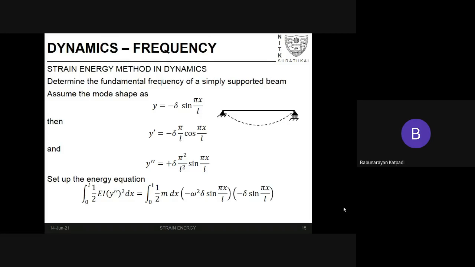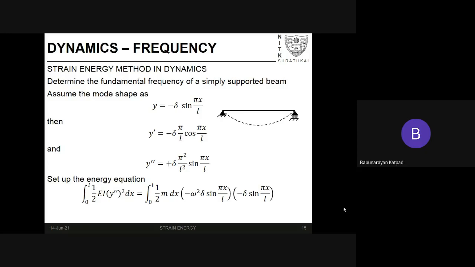Determination of fundamental frequency, simply supported. I consider this as an example. We assume a mode shape, but this is called the Rayleigh method and all, which is a precursor to even the finite element method. You can understand this already. Familiarity or understanding of FEM will be easier. You want to determine the fundamental frequency of a simply supported beam. What we are doing is we are assuming a mode shape. For the mode shape assumed, we are trying to write an equation.